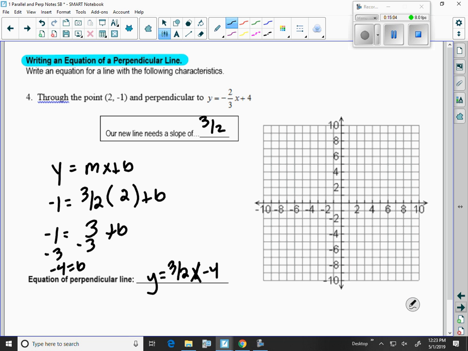Let's get focused. Y equals 3 halves x minus 4. Do we agree? Okay, we're going to graph both. What should they look like? Show with your arms. Okay, they should be at a 90-degree angle. They should cross here. So you're going to graph both of them, make sure that that's true. The reason that I have you do that is so that you can visually see what's going on here when you're doing perpendicular.